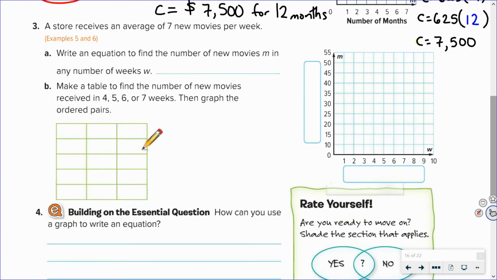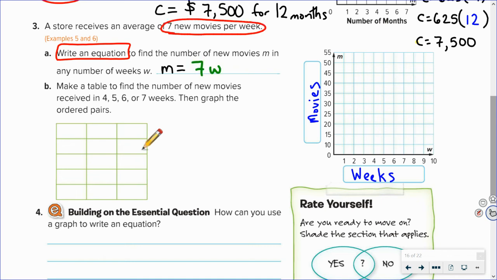Again, if you'd like to at this time, pause, do it on your own, come on back when you're ready. A store receives an average of 7 movies per week. So, part A, write an equation. What depends on what? Well, the number of movies will depend on the number of weeks. So I'm going to write M equals. We know there are 7 new movies each week, and it doesn't say we start with anything. You can write the 0 or you can just leave it be.